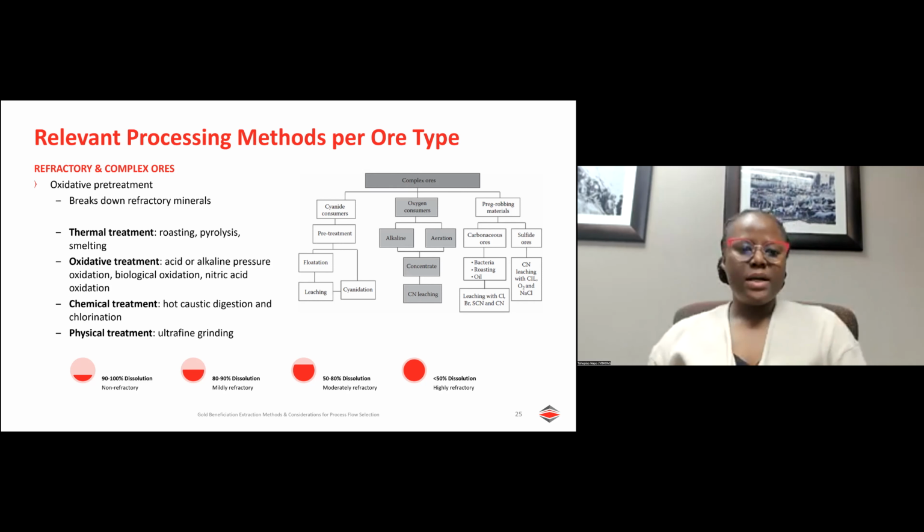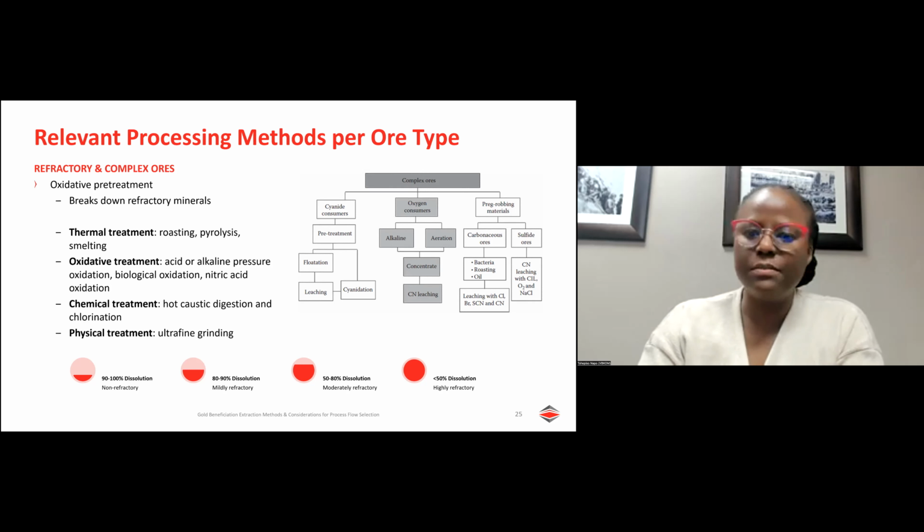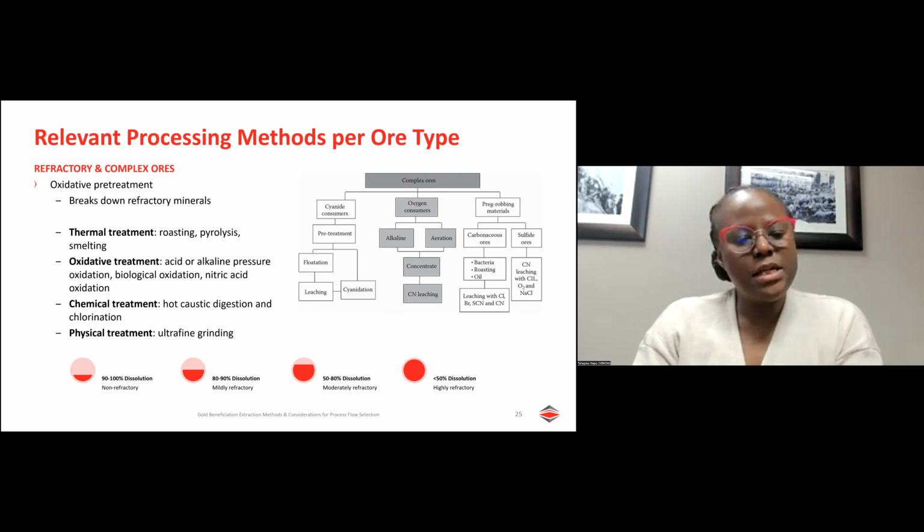So if an ore is refractory, the level of refractoriness first needs to be established, and that can be done using the scale at the bottom of the slide. So we can see that if your recovery is between 90 and 100%, you've got a non-refractory ore. There's no need for oxidative pretreatment.